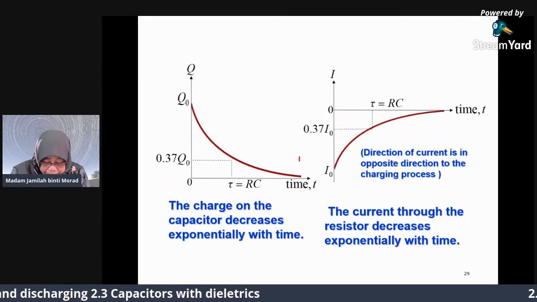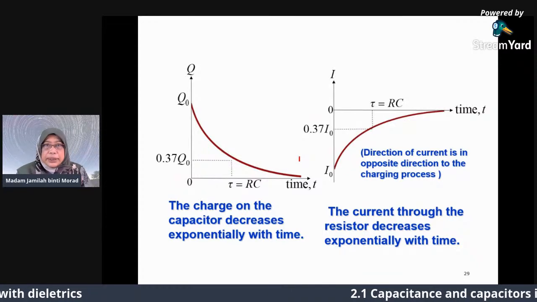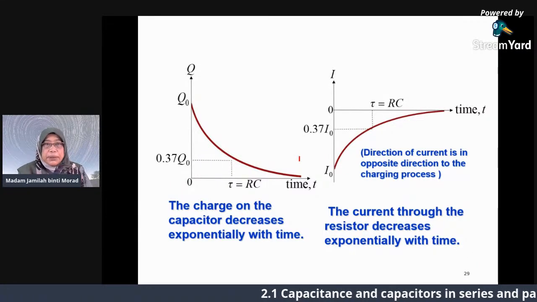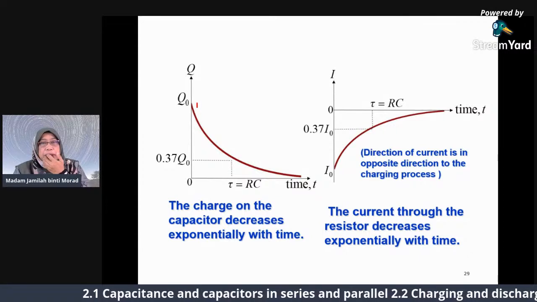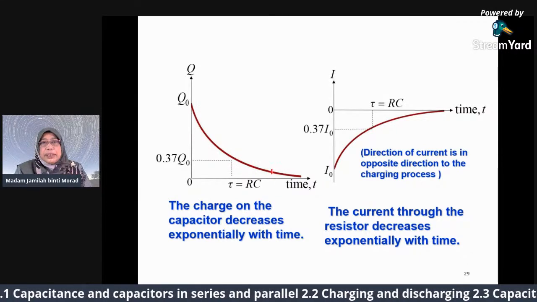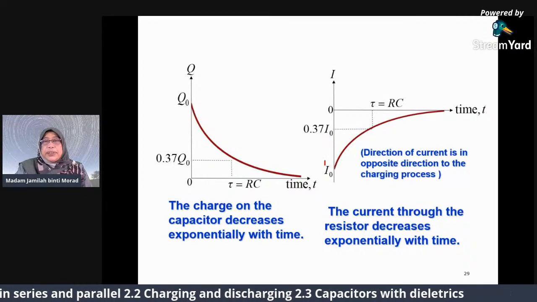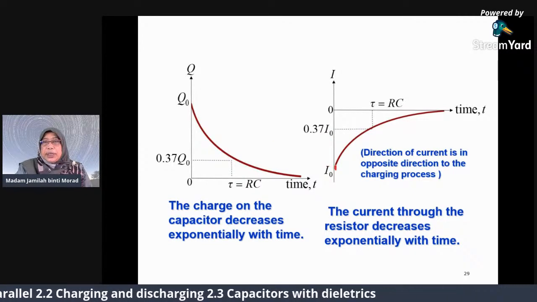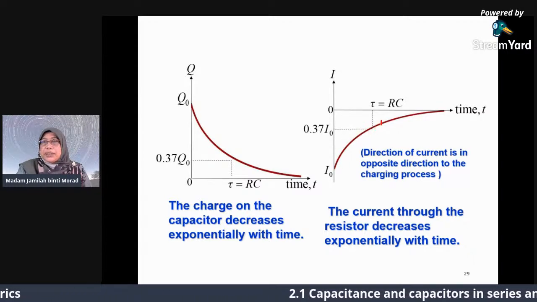Okay, this is the graph of Q against T and I against T during this discharging process. During this discharging, charge starts from its maximum value and decreases. Current is delivered from the capacitor to the resistor or any device that needs energy. So initially the current is maximum, after the charge has been used to deliver the energy, then the current goes to zero.